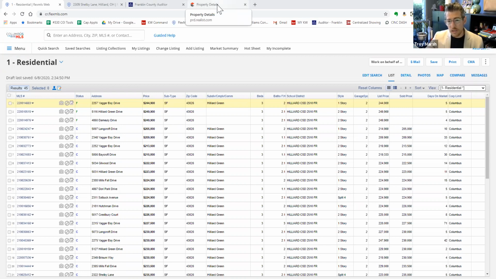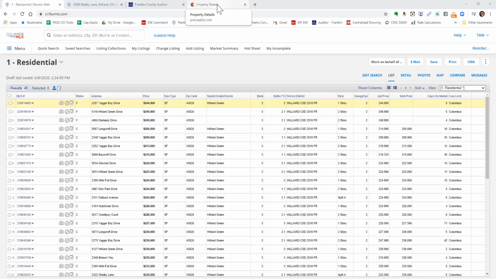I would use Realist, because Realist has a feature that allows you to draw on a map, and it's much easier to compare. And because Realist links with the MLS, you can sort it and it'll show you the ones that weren't sold in the MLS. Yeah, I just try and figure out why they're not in there. And then how long does it take for Realist to update?